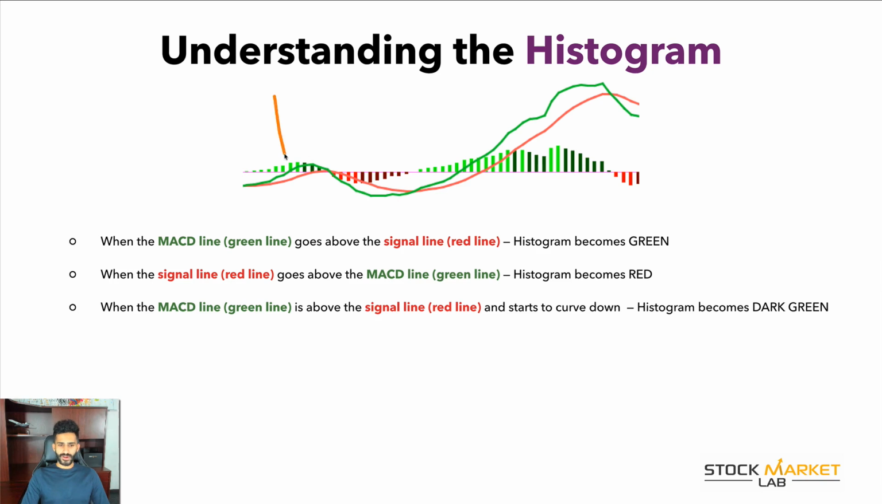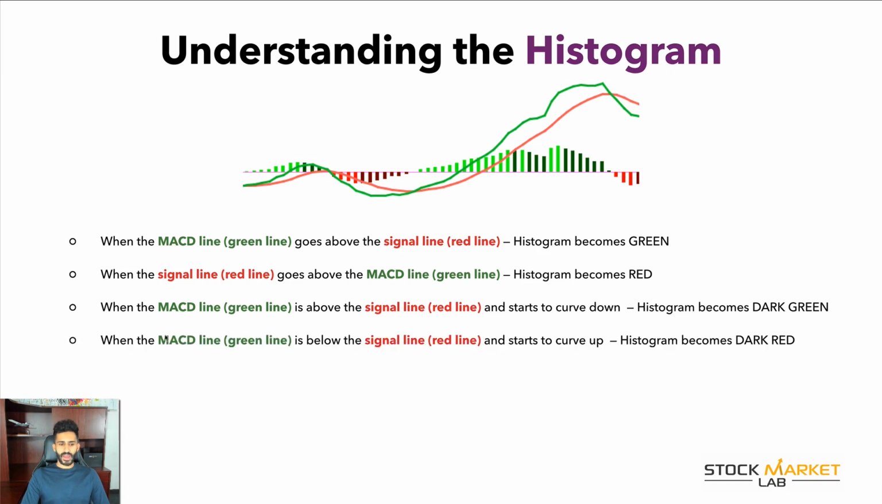So if you look right here, the MACD line is above the signal line, but see how it starts curving down and the gap gets tighter and tighter? That's why the histogram is getting dark green. That's why it's forming a darker color. Now, when the MACD line, the green line, is below the signal line, see how it's below the signal line, and starts to curve up? See how it starts to curve up? The histogram becomes dark red.